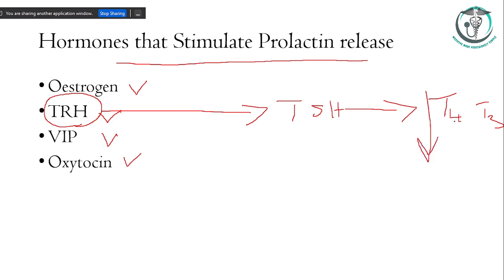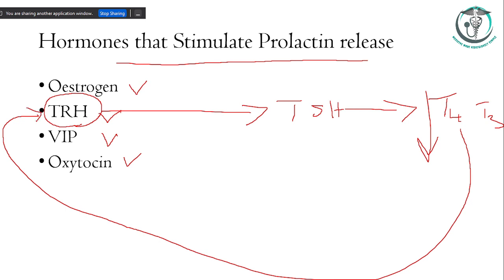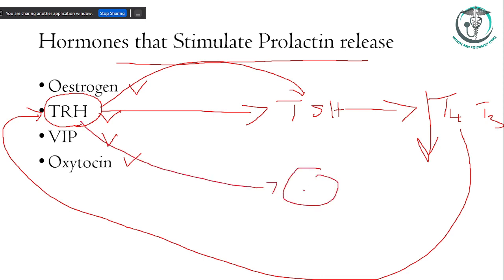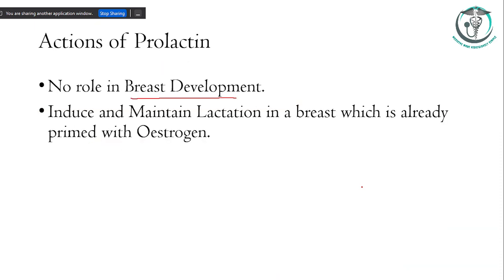Low T3, T4 will stimulate the hypothalamus to be producing more of this. More of this will stimulate more of this. But we are saying TRH also stimulates prolactin. So the cells that are producing prolactin will also be stimulated. So we also have high levels of prolactin. So we are saying hypothyroidism can be a cause of hyperprolactinemia. Never should you forget that.